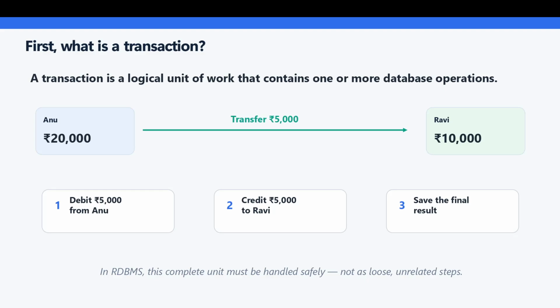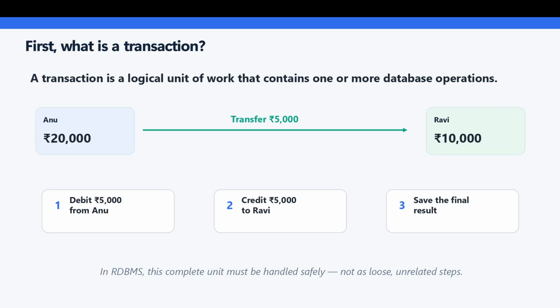Now, from the user's point of view, this appears to be one single action. But from the database point of view, several operations have to be performed. First, 5,000 rupees must be deducted from Anu's account. Second, the same 5,000 rupees must be credited to Ravi's account. Finally, the updated values must be saved in the database. So these are multiple operations, but together they form one complete transaction.